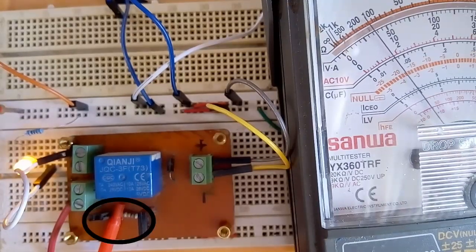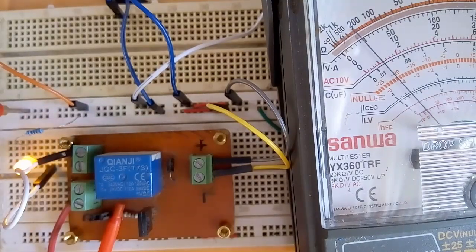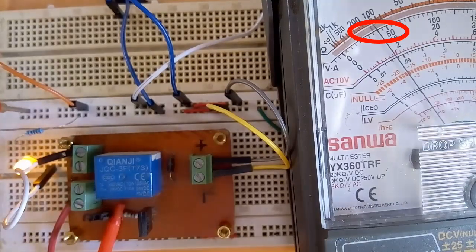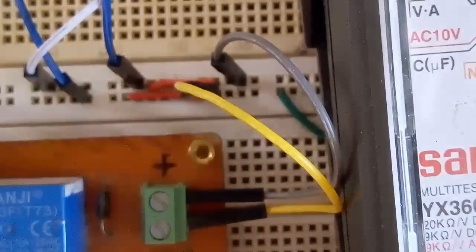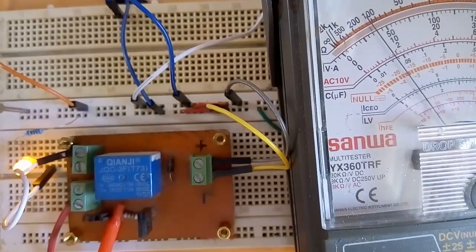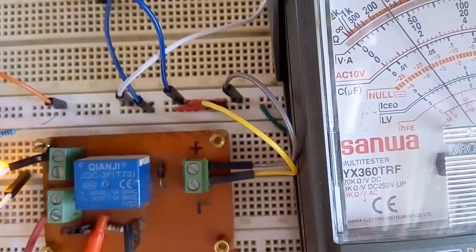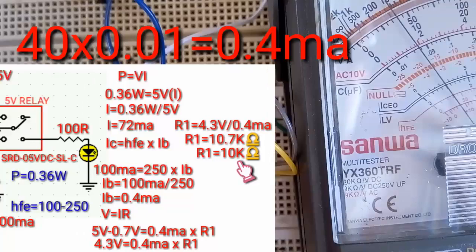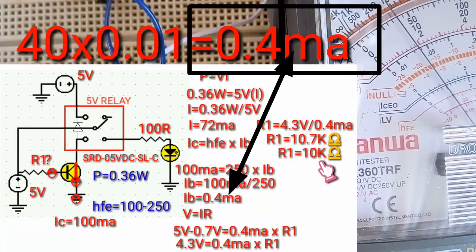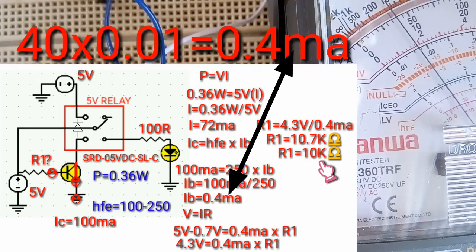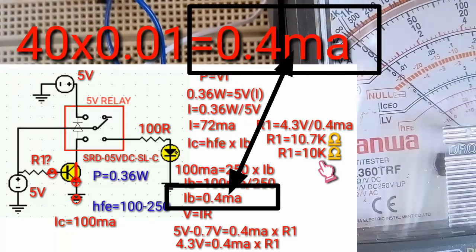So you can see the pointing needle is at 40. So this result will be multiplied by 0.01 because the DC mA setting is 2.5. So 40 times 0.01 will be 0.4 milliamp. Now you can see the result from the tester and the calculation are the same.